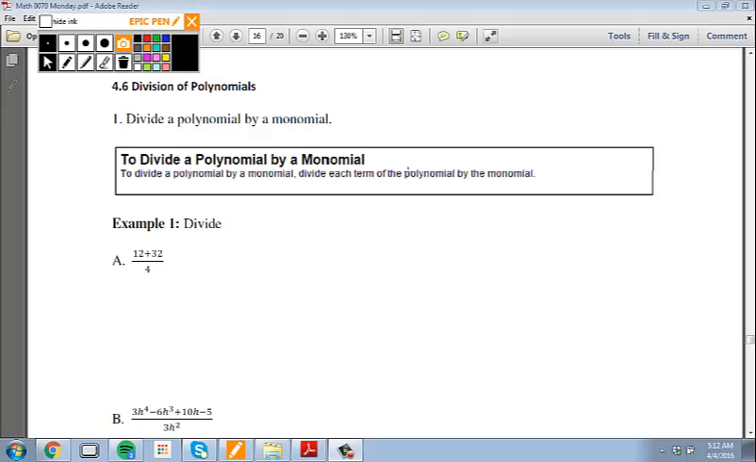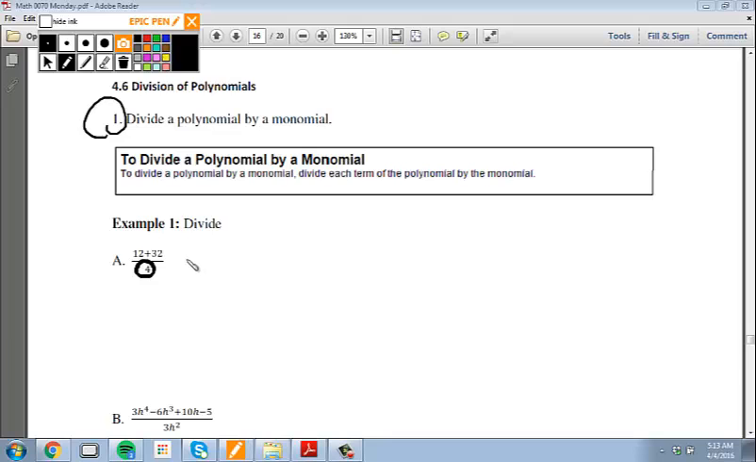Alright, so in this section we're going to do division of polynomials, and I bet you kind of expected that since in the previous sections we did addition, subtraction, and multiplication of polynomials. So the first objective here is to divide a polynomial by a monomial. So we're just going to divide each term of the polynomial by the monomial. So just make sure that this denominator only has one term in it.